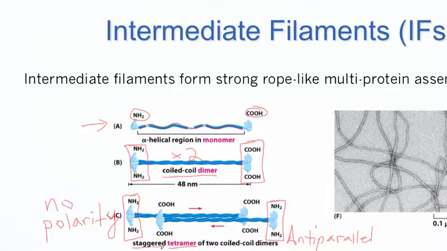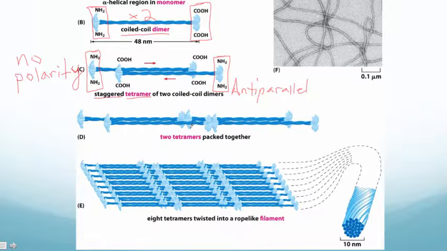So anyway, you have your staggered tetramer, and now these tetramers will pack together end to end and side by side, and they'll essentially form a twisting rope-like filament that you'll see here that's roughly 10 nanometers in diameter, and this is the intermediate filament. Okay, so it starts up here with the monomer forming the dimer. Two dimers form a staggered tetramer that's anti-parallel. The tetramers will pack together end to end and side by side, and they'll form the twisted rope-like intermediate filament.